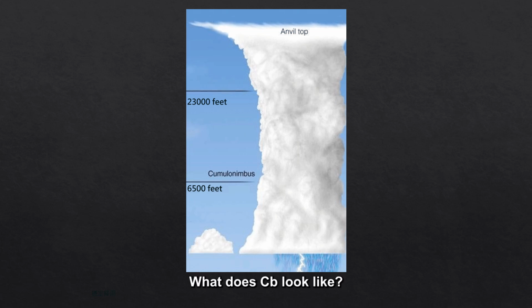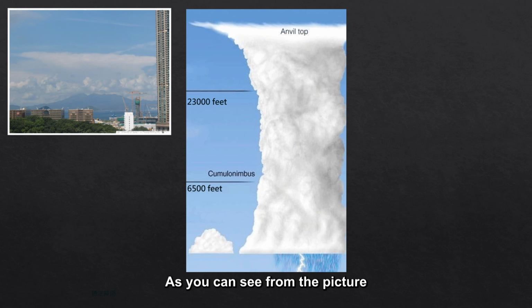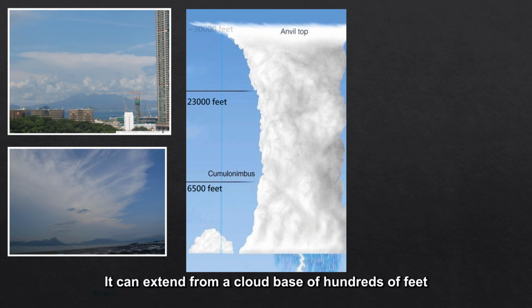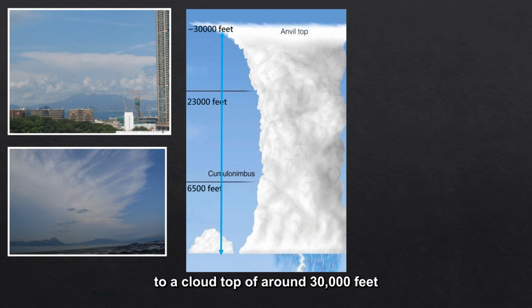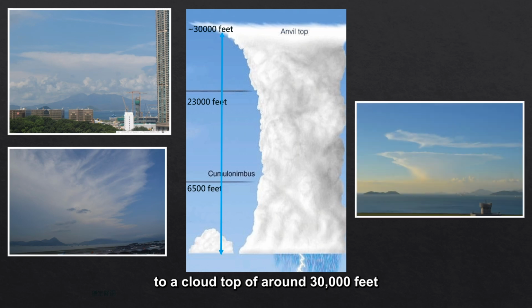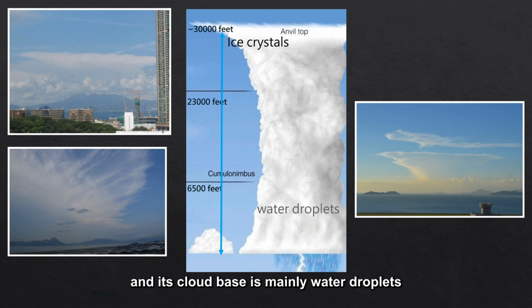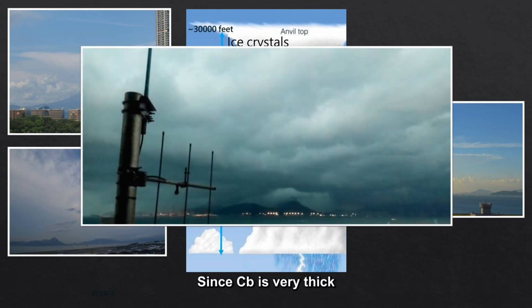What does CB look like? As you can see from the picture, its shape is like a huge mountain, even a gigantic tower. It can extend from a cloud base of hundreds of feet to a cloud top of around 30,000 feet. Since its cloud top can reach almost 30,000 feet, its cloud top is usually composed of ice crystals, and its cloud base is mainly water droplets. Since CB is very thick, the base is usually darker.